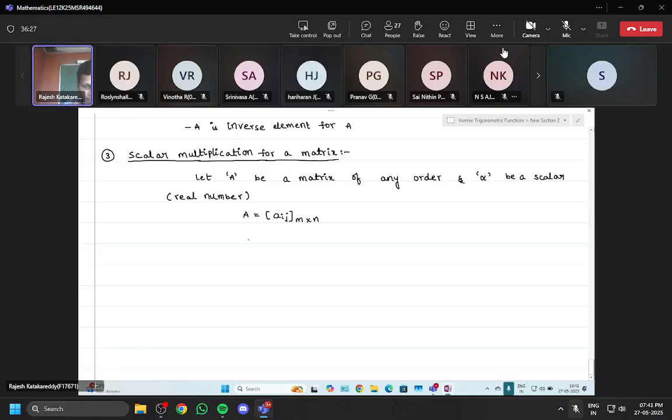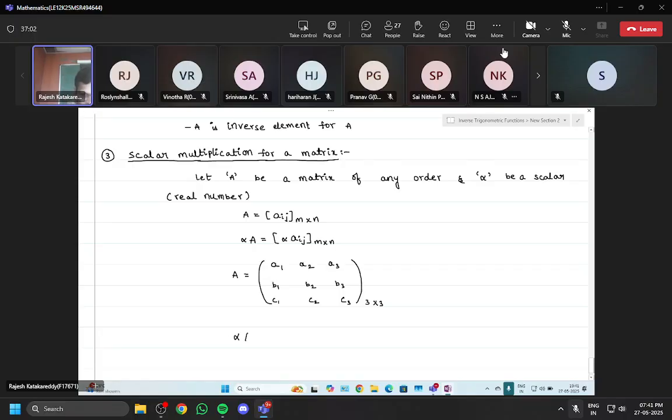When you are multiplying a scalar to the matrix, that means you are multiplying the scalar to each and every element of the matrix. One example we take: let's say A is equal to A1, A2, A3, B1, B2, B3, C1, C2, C3. It is a third order square matrix.